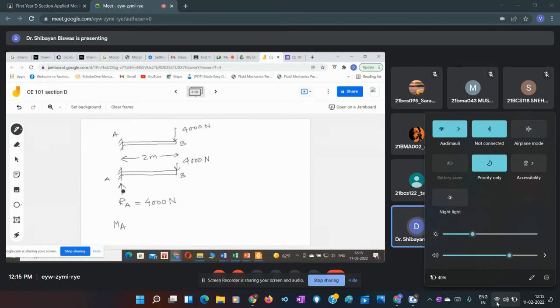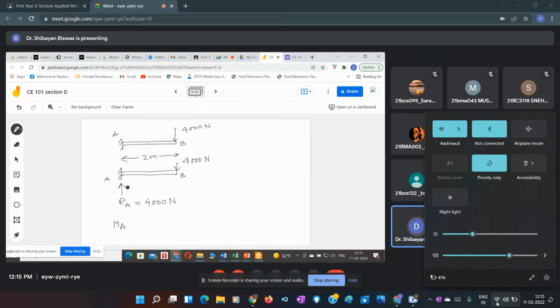Why is this reaction force generated here? Because this beam is not allowed to move downward under the 4000 Newton load. It should go downward, but it is not going downward. Why? Because the fixed support is resisting that downward movement. To do that, it has to provide some reaction. Then only it will stay in its own position.